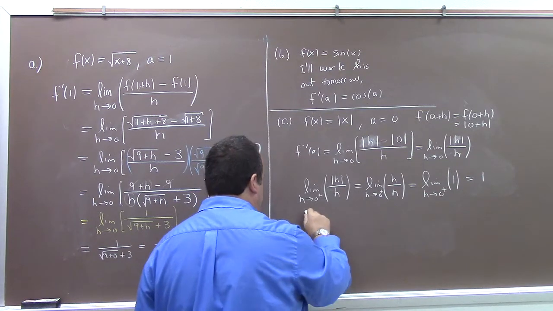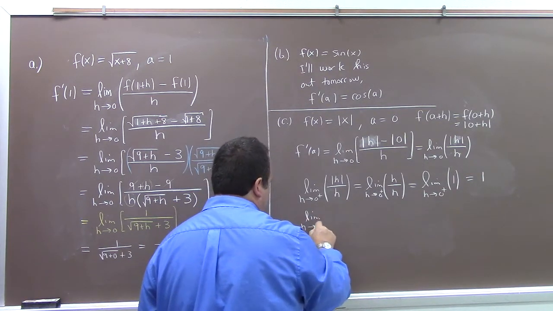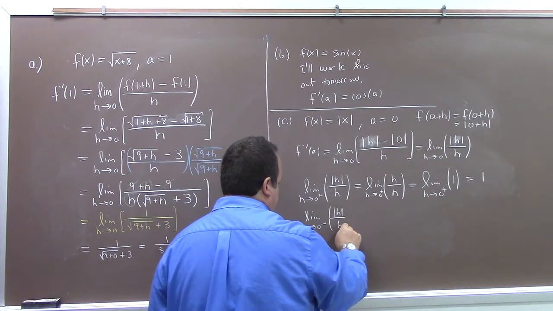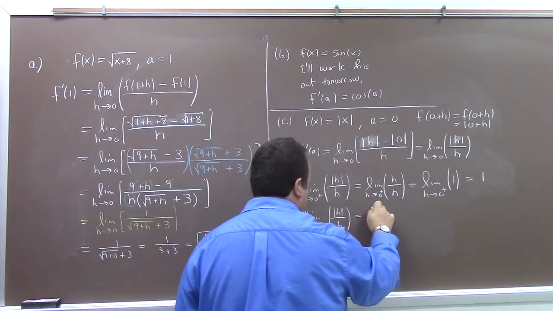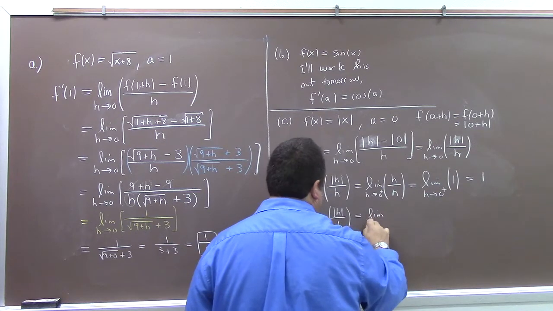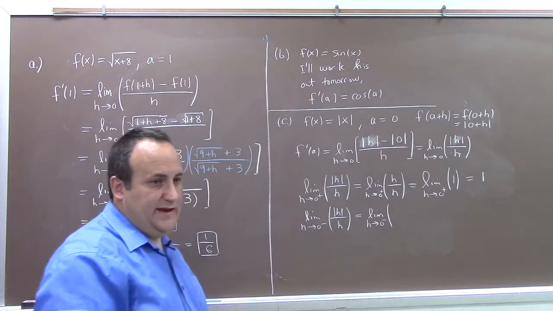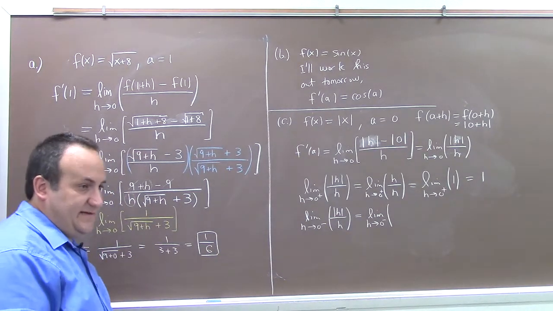1, right? How about if we look at values to the left of 0? Well, then, how does absolute value work? Then h would be negative, right? So the absolute value of h would be minus h.